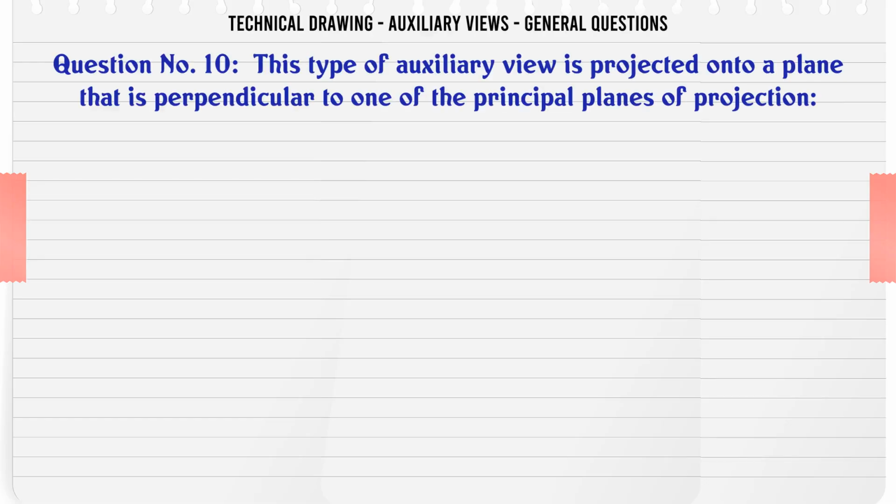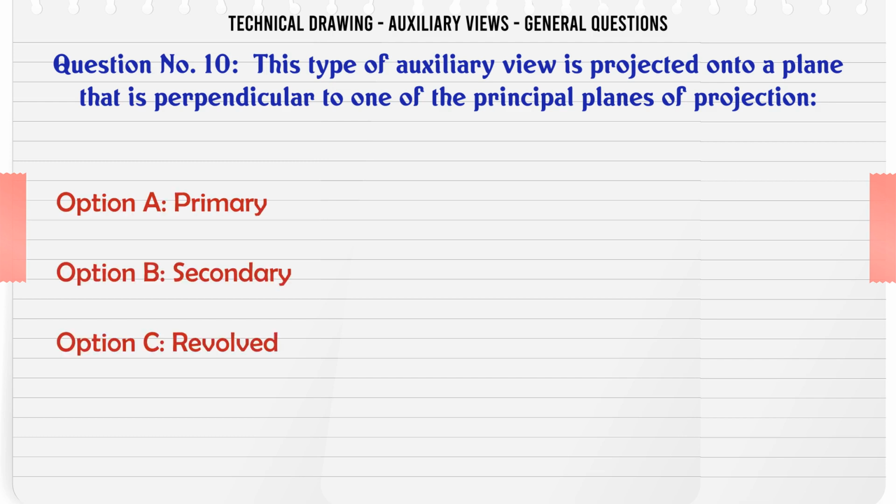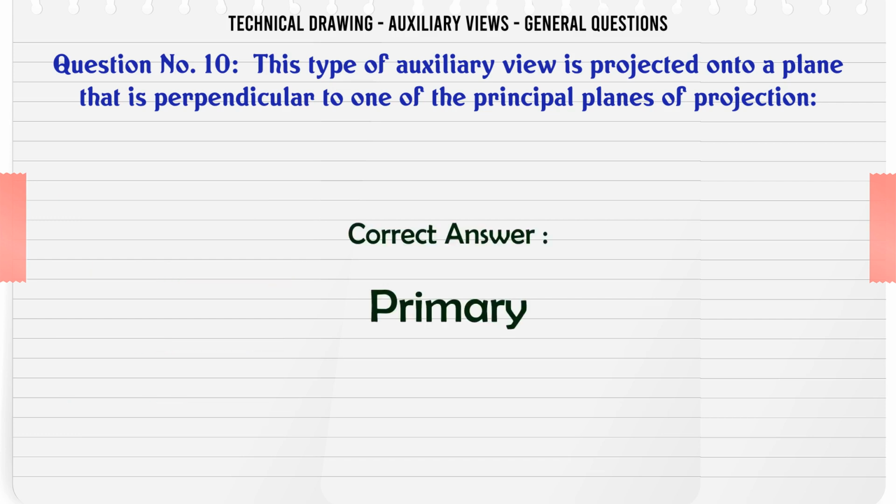This type of auxiliary view is projected onto a plane that is perpendicular to one of the principal planes of projection. A. Primary. B. Secondary. C. Revolved. D. Successive. The correct answer is primary.